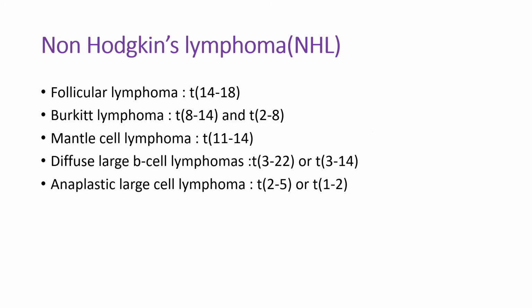Non-Hodgkin's lymphoma. In follicular lymphoma, translocation between chromosome 14 and chromosome 18 is seen. In Burkitt's lymphoma, there is translocation between 8 and 14 and between 2 and chromosome number 8. In mantle cell lymphoma, there is translocation between chromosome 11 and 14. In diffuse large B-cell lymphomas, there is translocation between chromosome 3 and 22 or between chromosome 3 and 14. In anaplastic large cell lymphomas, there is translocation between chromosome 2 and 5 and between 1 and 2.